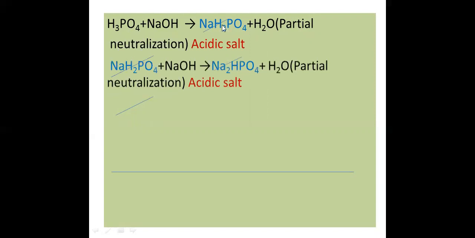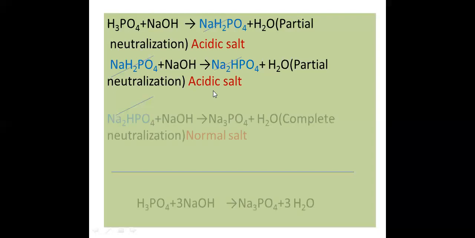Then this acidic salt is the reactant in the second step and we are using a second molecule of sodium hydroxide. Then this sodium metal will replace the second hydrogen atom, but still one hydrogen atom is left. So again, partial neutralization and acidic salt.